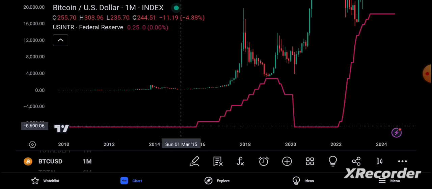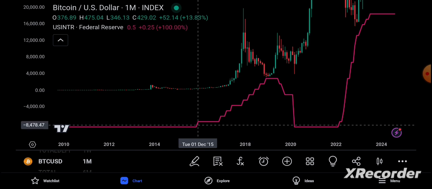And then in November or December of 2015, I think that is when another 0.25% was added. So you can see from here, it went up, it now became 0.5 percent, which is actually very low, but yeah.